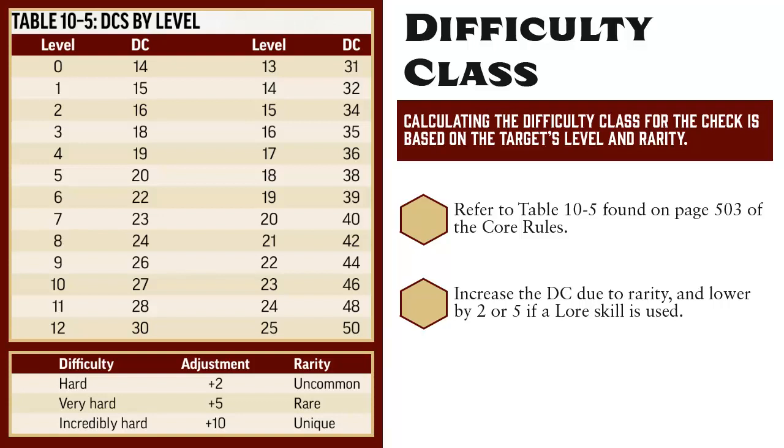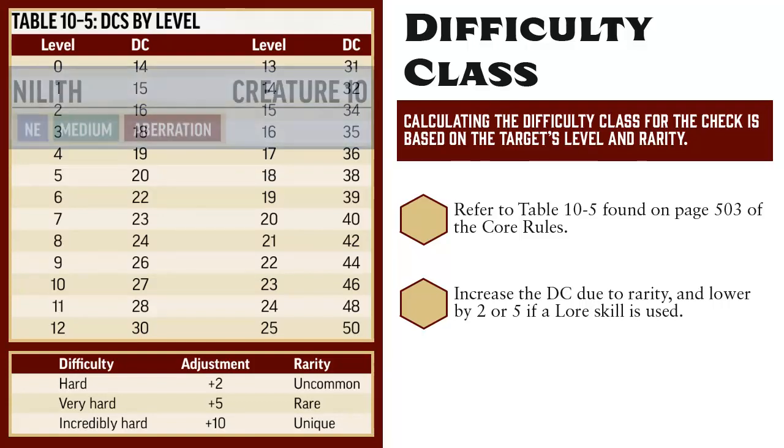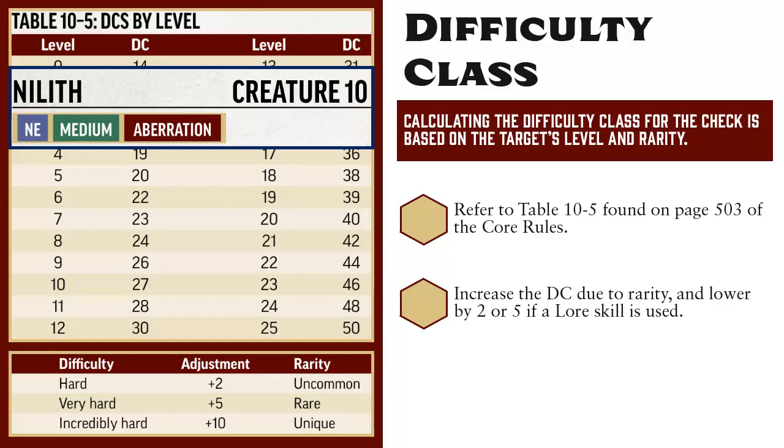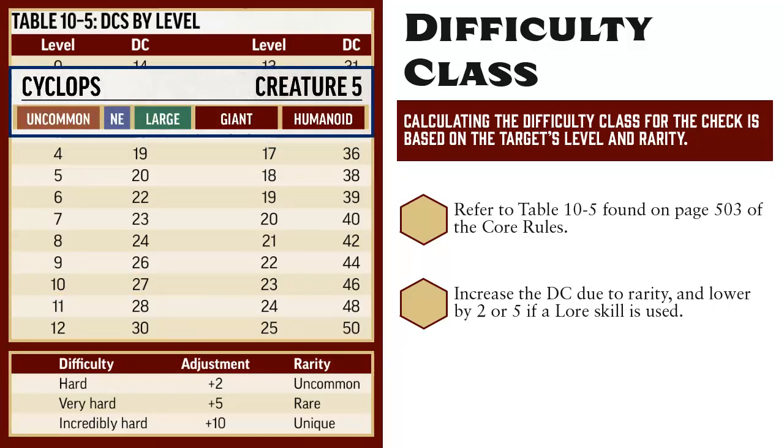And then lower the DC if a lore skill is being used instead of one of the general knowledge skills. This reduction is either 2 points lower or 5 points lower at the GM's discretion. For example, Niliths are common 10th level aberrations, so identifying one would call for a DC 27 occultism check. Cyclops are uncommon 5th level humanoids, so it would take a DC 22 society check to identify one of them, and if using the lore Cyclops skill instead of society, the DC may be lowered to 17.